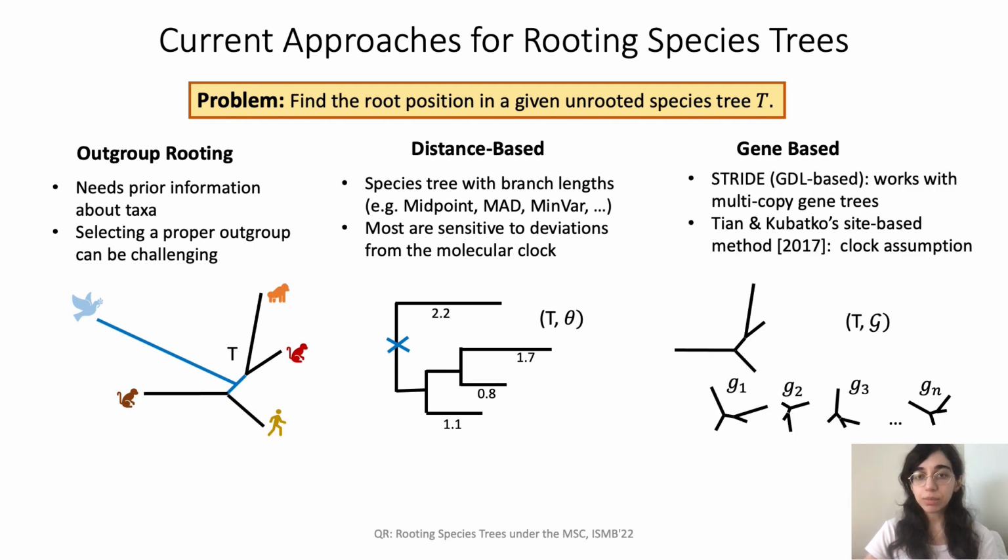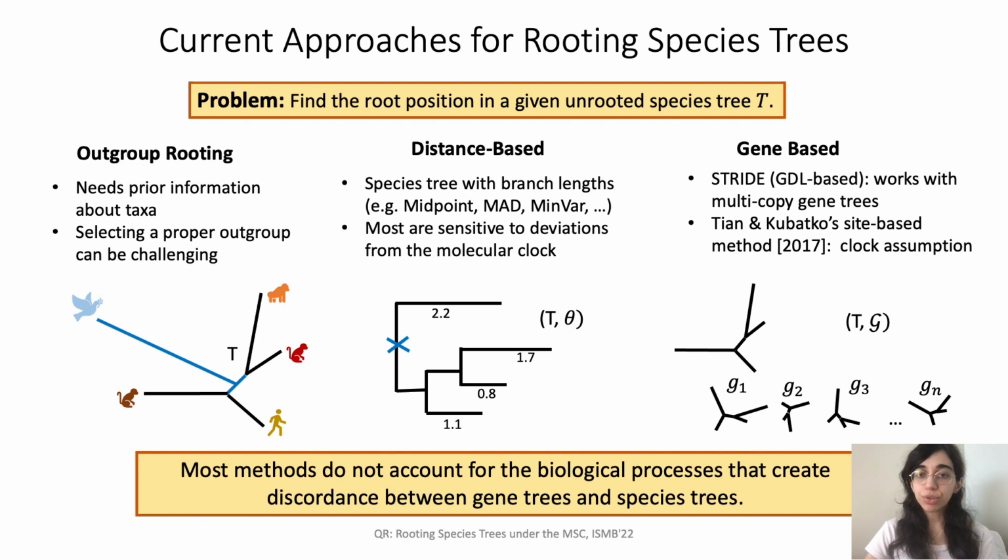And finally, there are gene-based methods that take a set of single-copy or multi-copy genes as input and then use these to find the root in an unrooted species tree. Examples of these methods include STRIDE, which finds the root based on gene duplication or loss events, and a site-based method by Tiana and Kubatko that is relevant to rooting trees under the MSC, but assumes a strict molecular clock. It's also good to note that outgroup rooting and distance methods can be used for rooting both gene trees and species trees, but in this talk we will only focus on rooting species trees. Also, generally, most species tree rooting methods don't account for the biological processes that cause discordance between gene trees and species trees.